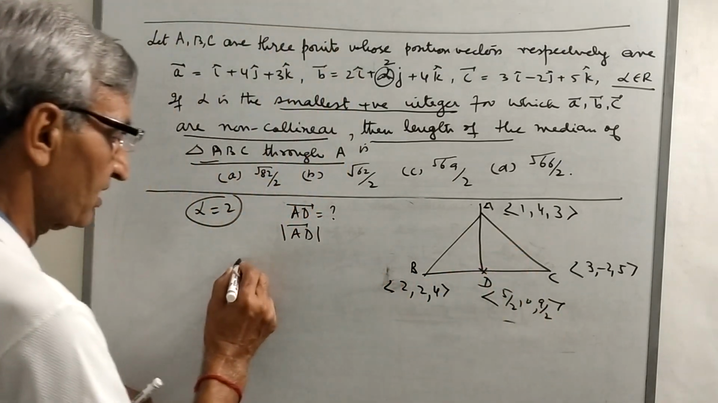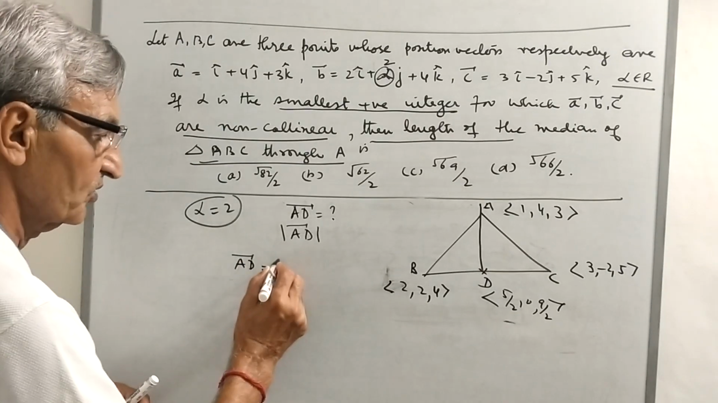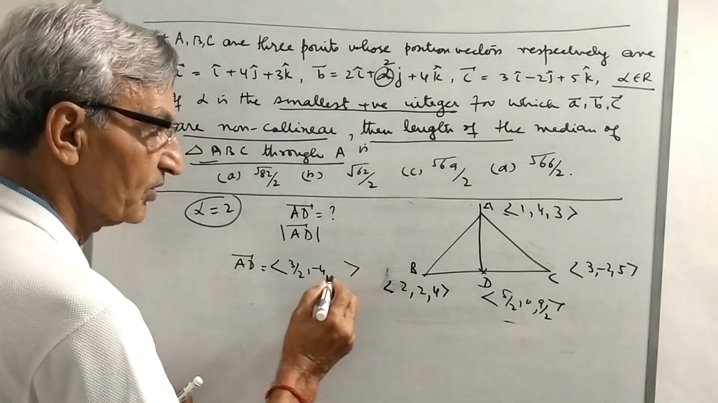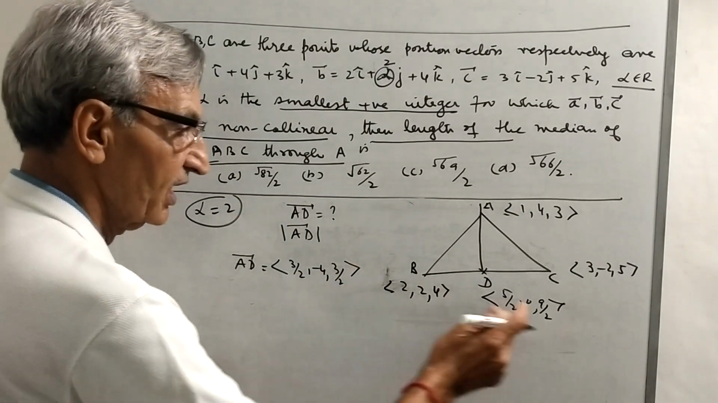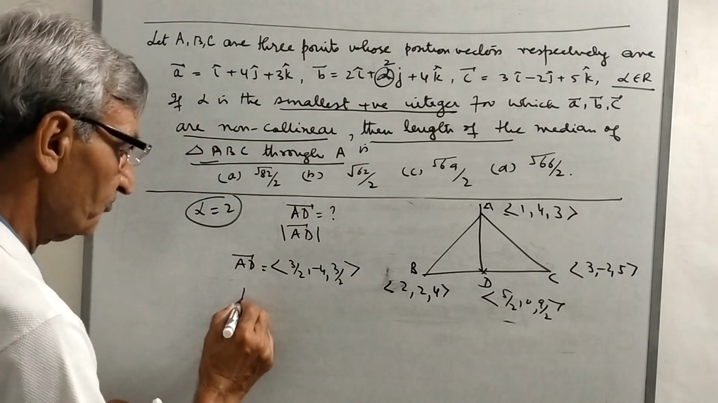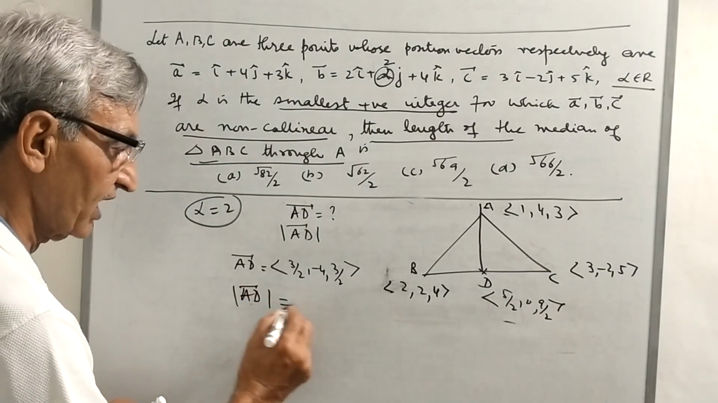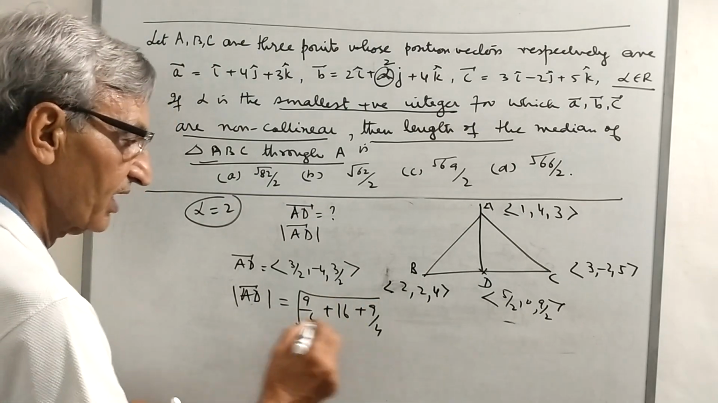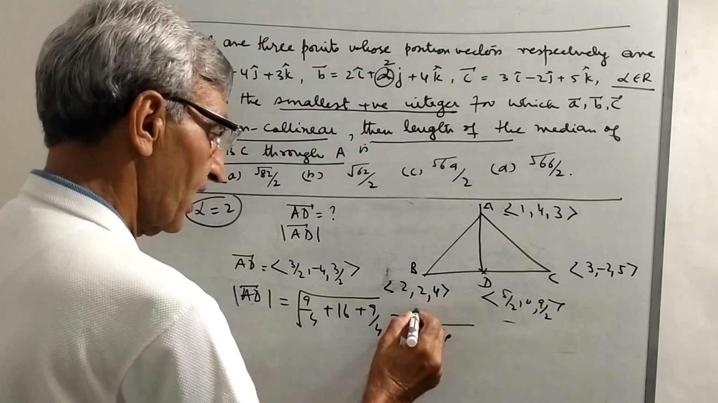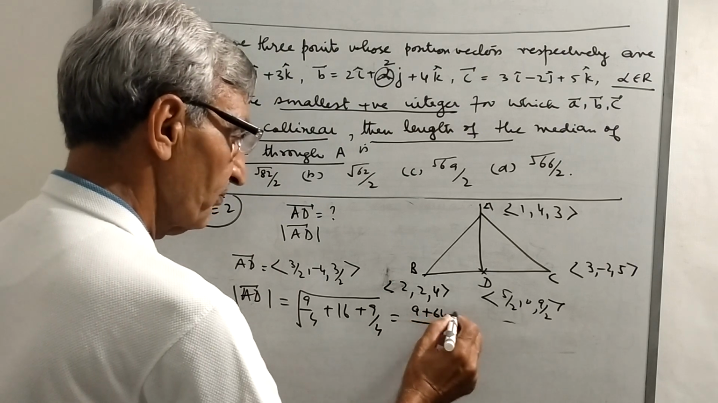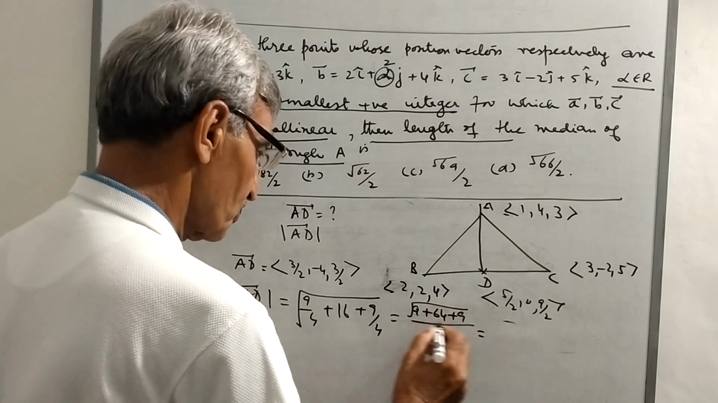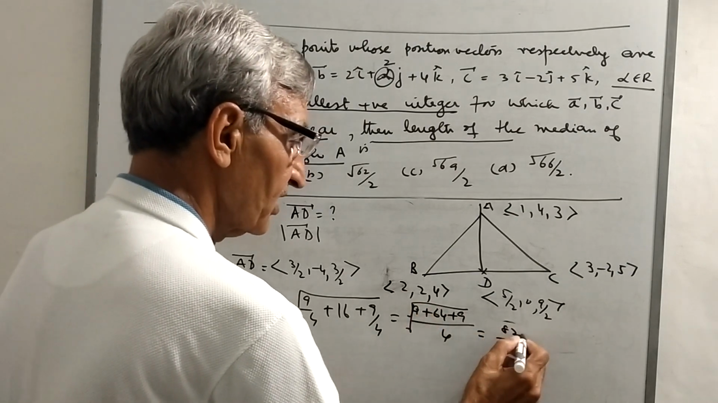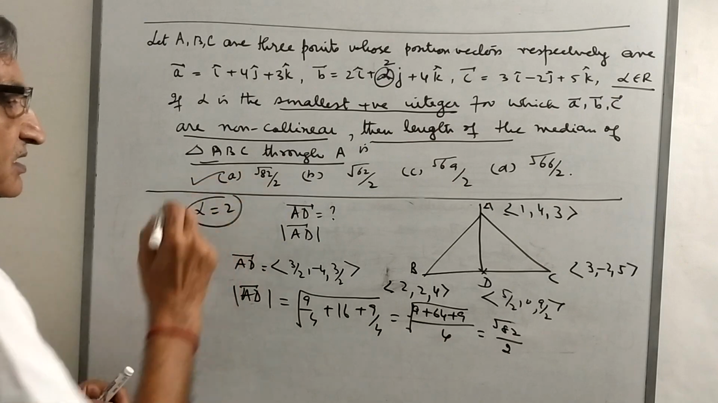And what is the AD vector? AD vector is equal to this minus this, which is 3 by 2, minus 4, and 9 by 2 minus 3, which is 3 by 2 again. And I have to find the length of AD. It is equal to the square root of 9 by 4 plus 16 plus 9 by 4. Taking 4 as LCM, 9 plus 64 plus 9, which is 82 under root, by 2. That is my answer. A is my answer.